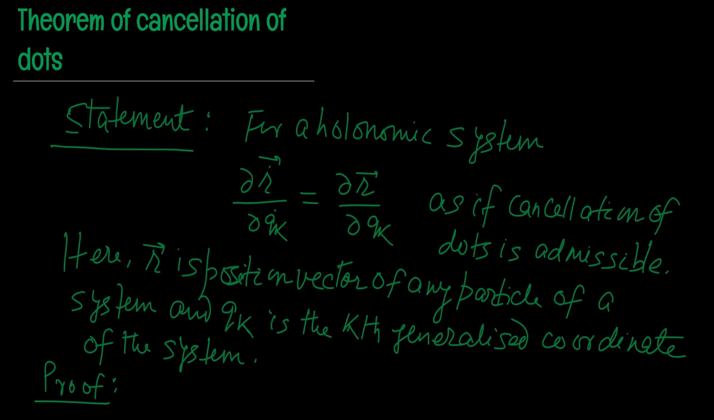But in the deduction of the Lagrange equation of motion from D'Alembert's principle, three important theorems are used. The first one is known as the theorem of cancellation of dots. The second one is the theorem of interchangeability of total time derivative with partial coordinate derivative. And the third is the theorem of quadratic nature of kinetic energy. Today we will discuss the first theorem, the theorem of cancellation of dots.